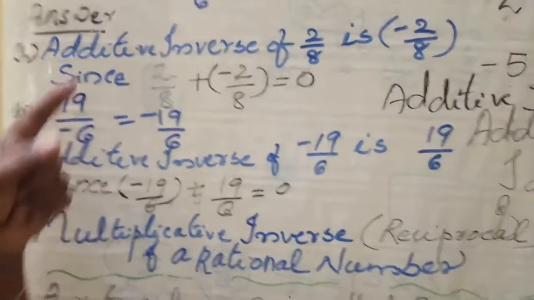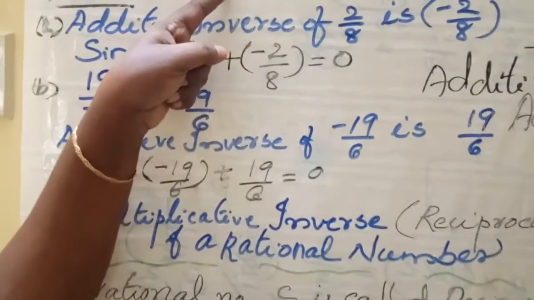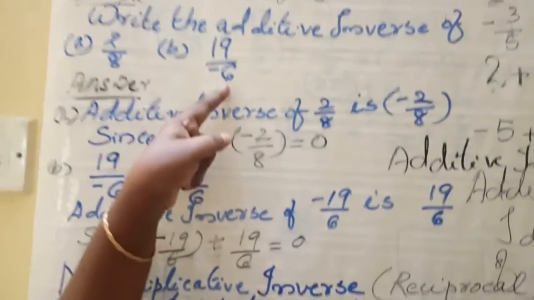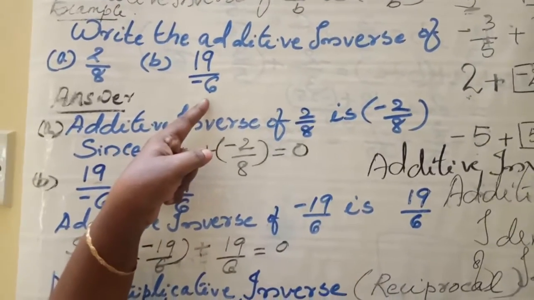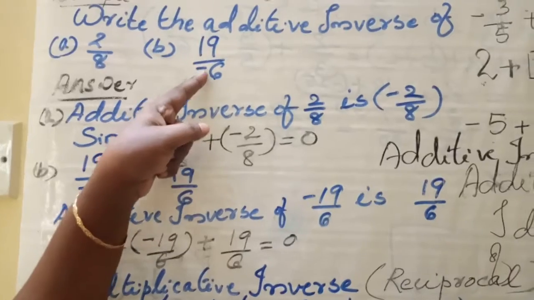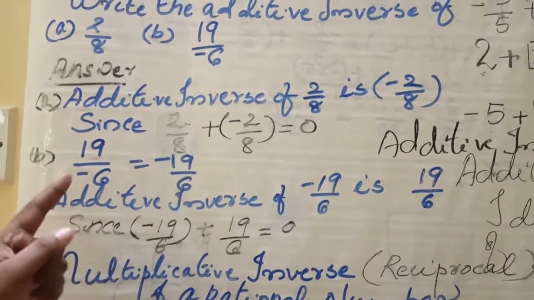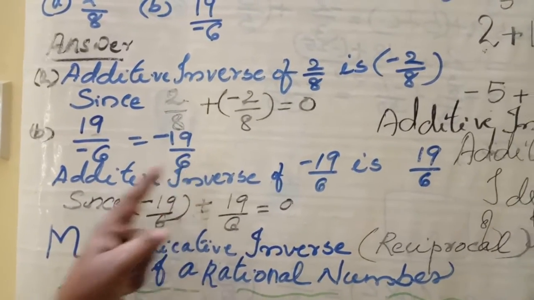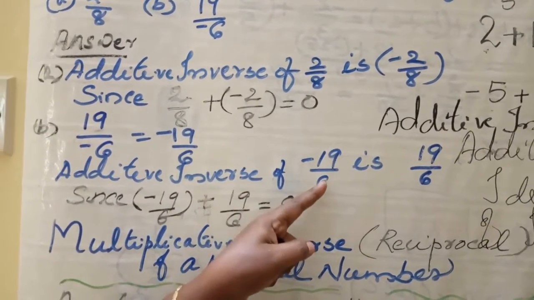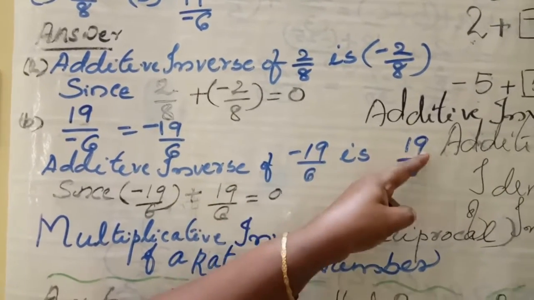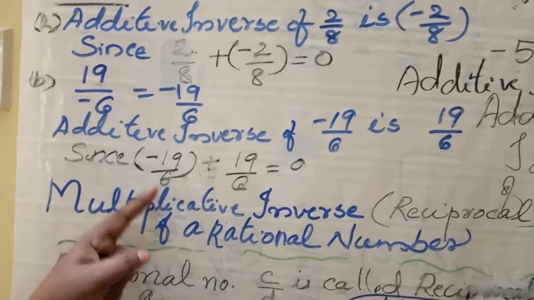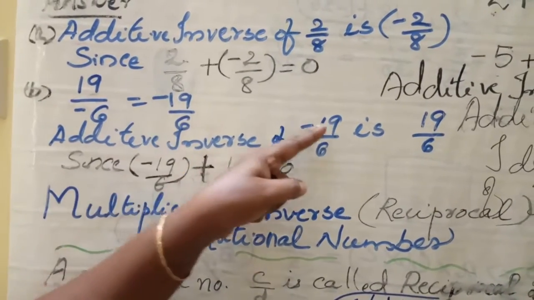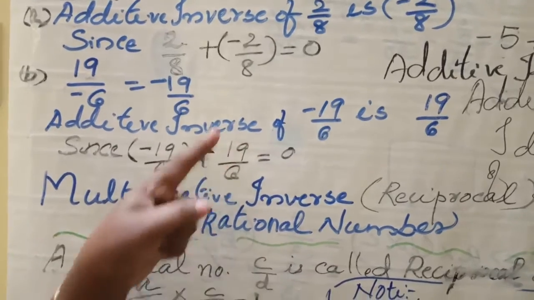Similarly, another number, 19 by minus 6. But you know, it is not in the standard form because the denominator is negative. That method you already learned. What to do? Multiply with minus 1, or directly you can write this: take this minus to the numerator. Minus 19 by 6. So what is the additive inverse of minus 19 by 6? Take its negative. That means what? 19 by 6. The reason is 19 by 6 plus this minus 19 by 6 is the question, plus 19 by 6 equal to 0.